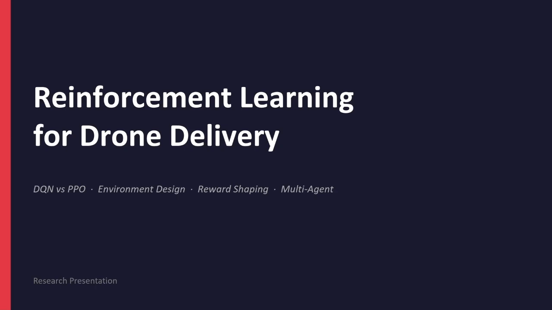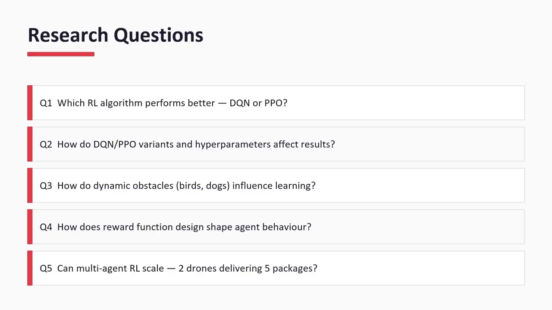Hello, in this video, I'll go through the implementation of reinforcement learning for drone delivery. I have five research questions: which reinforcement algorithm will perform better, and how does the variance of the parameters affect the results? How do the obstacles also affect the results and the learning? And whether the reward function is also going to change the behavior of the agents? And can multi-agent reinforcement learning scale, for example, two drones delivering five packages?